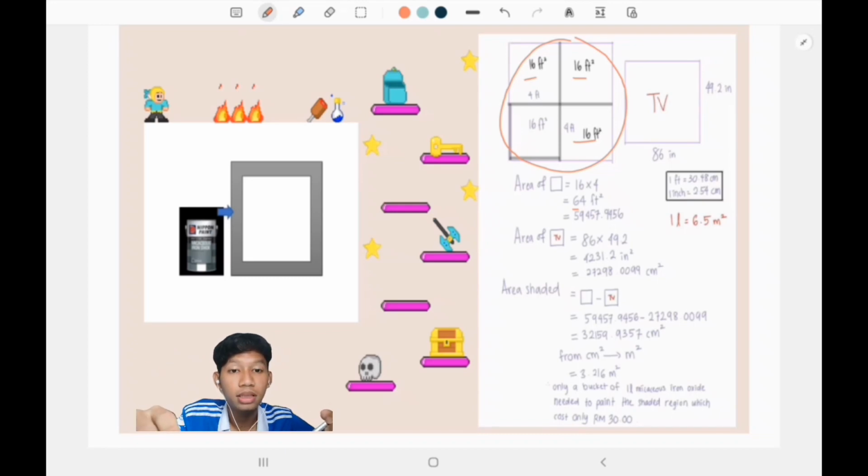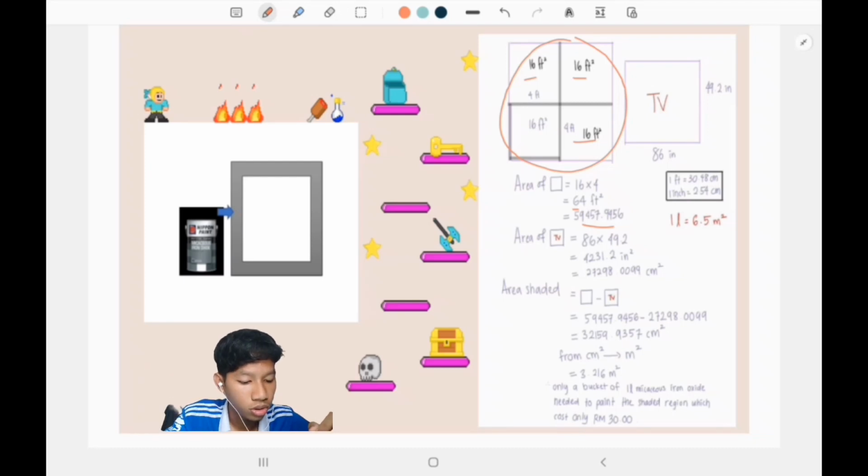So 1 feet is equal to 30.48 cm. So 1 feet square is equal to 929.0304 cm square. So we change the value and we got the new value, which is 59457.9456. Okay, after we get the area of the Scotiabank Theatre, we find the area of the TV.